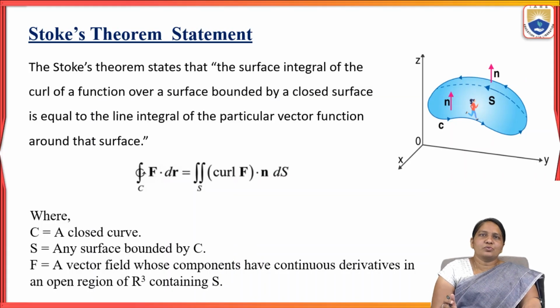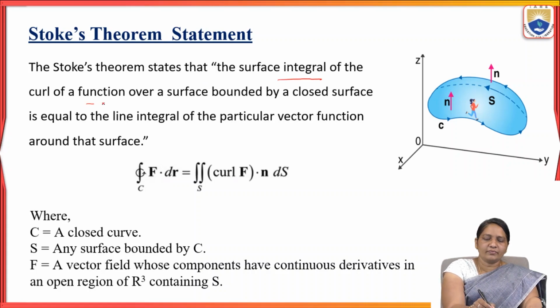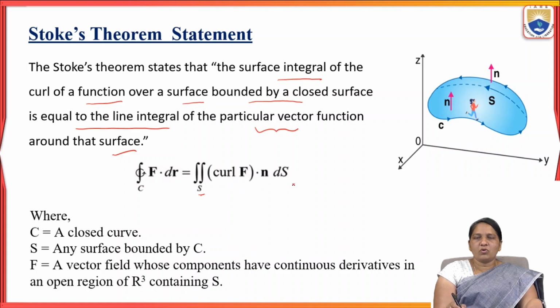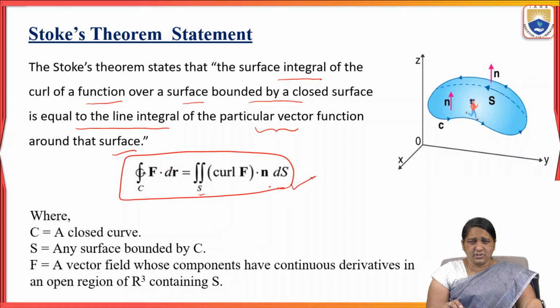First of all, what is the Stokes theorem statement? The Stokes theorem states that the surface integral of the curl of a function over a surface bounded by a closed curve is equal to the line integral of the vector function around the curve. Here, integral over C of F dot dr is equal to double integral over S of curl F dot n dS. This is the statement of the Stokes theorem. This is what we have to know, and we should prove it if they ask in the problem to verify the Stokes theorem.